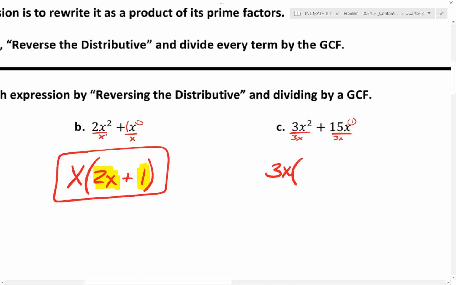So 3x squared divided by 3x, well, these cancel out. 2 minus 1 is 1, so that's just x. 15x divided by 3x, well, 15 divided by 3 is 5. And x divided by x, those cancel out. So 3x times x plus 5 is our factored form.